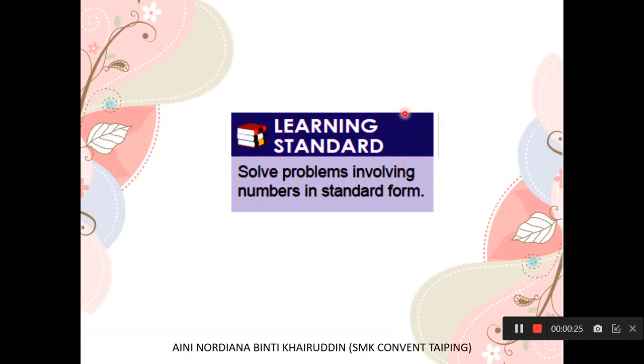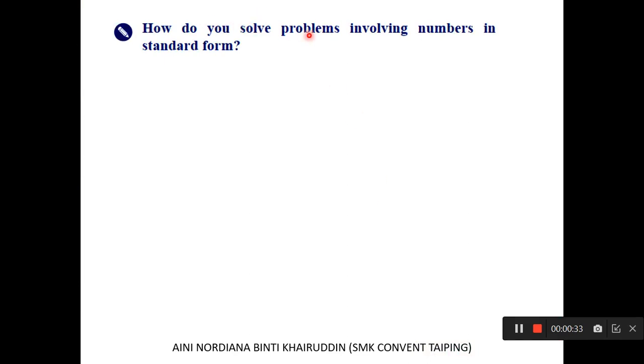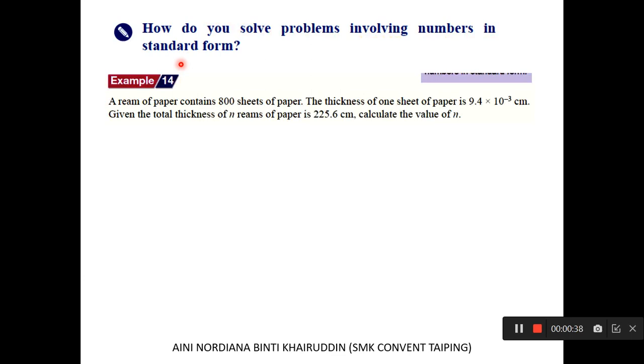Our learning standard for this video: solve problems involving numbers in standard form. How do you solve problems involving numbers in standard form? Have a look at this example.